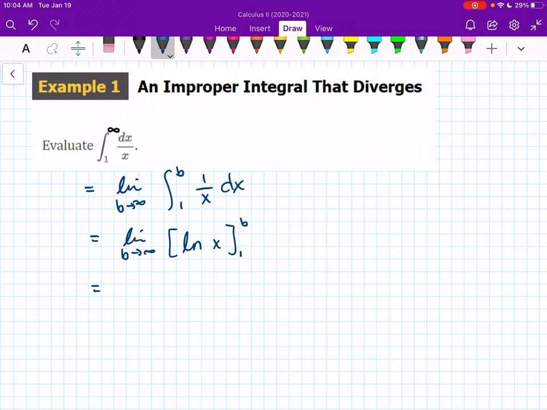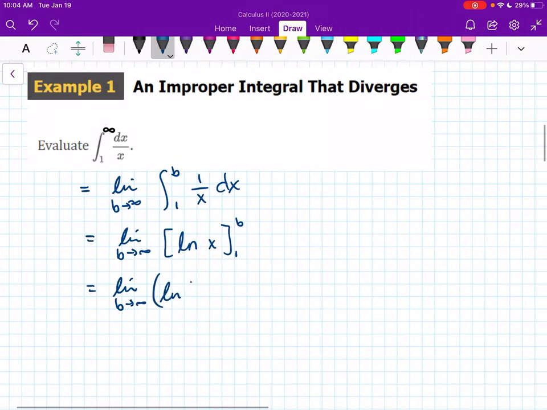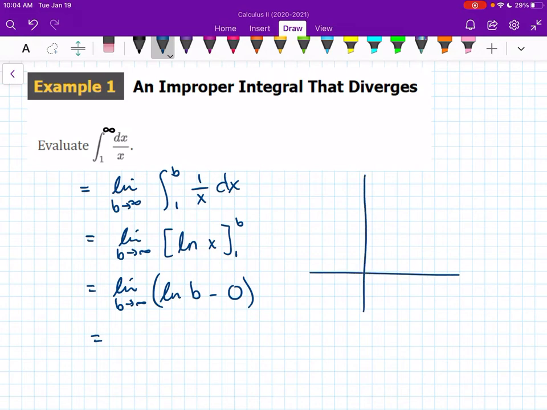So then from here, I'm going to go ahead and plug in my bounds. So make sure you keep the limit notation in front of your work the entire time. So I'm taking the limit as b goes to infinity of natural log of b minus natural log of 1, which is 0. And then I can go ahead and evaluate this. My natural log function, remember, has the y-axis as an asymptote, but it continually increases. So as b goes to infinity, my natural log also goes to infinity. So I get infinity here, and so I would say this diverges.